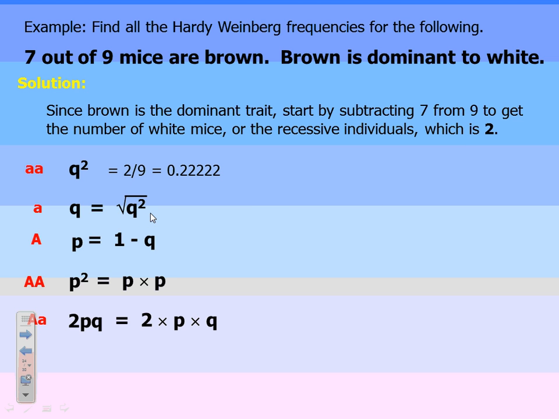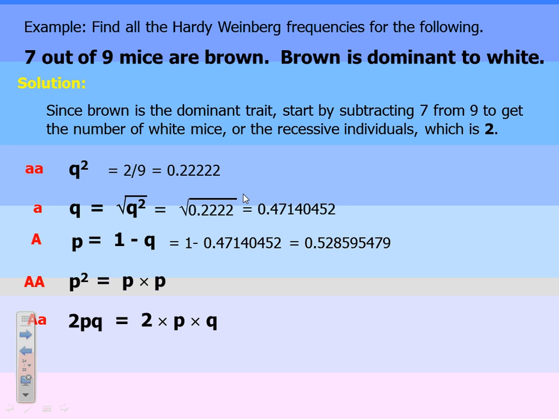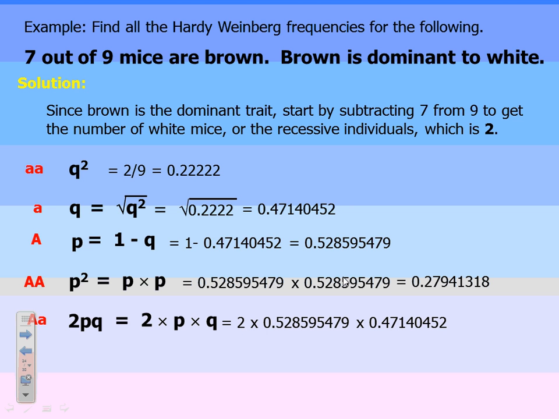To find the square root of Q squared, we square root that number, and then we find the frequency of the lowercase a allele. Then we'll subtract that number from 1 to get P. Then we can square it to get P squared. And finally, to get 2PQ, we're going to multiply 2 times our value for P times our value for Q to get the frequency of that.